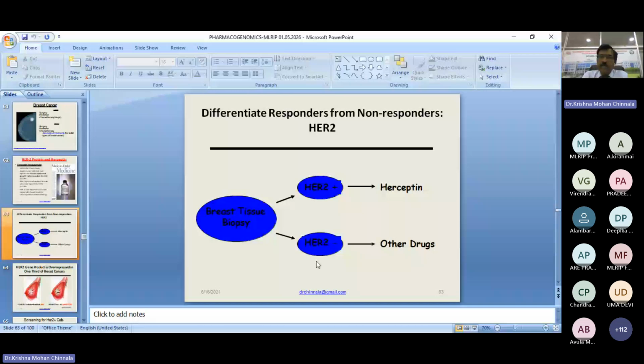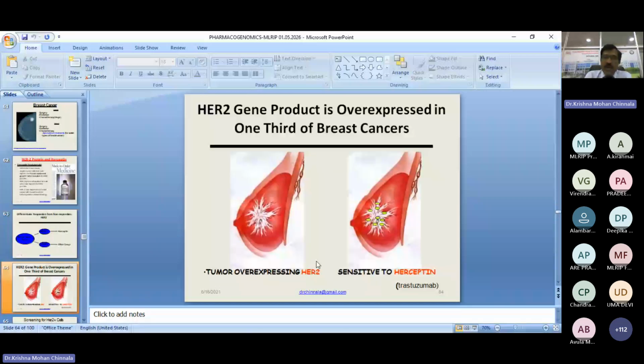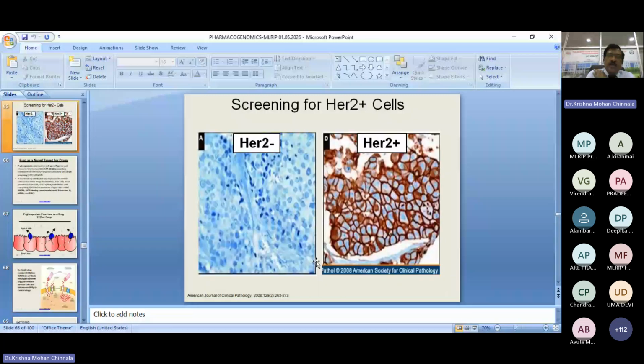HER2 gene product is overexpressed in one third of breast cancers. And if it is overexpressed, sensitive to Herceptin, you can give the drug. And here is a screening test for HER2 on slides, how it appears. If positive, the drug treats the cells, but if negative, it won't. The cancerous cell multiplication will be the same or increase.